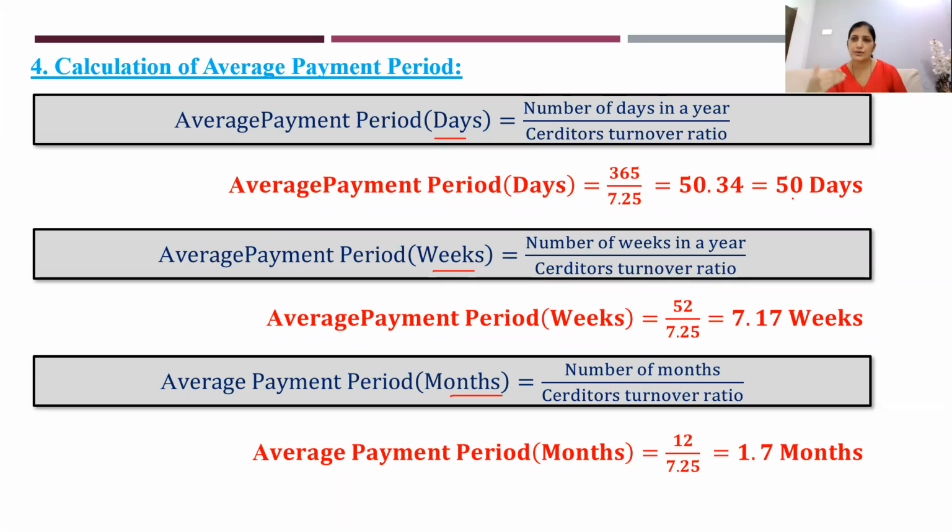Okay. Usually whenever it is days, don't put it in decimals. Take it as a whole figure. If it is 50.5 days, you can consider it as 51 days. Now it is less than 5, so I have taken it as 50 days. The number of weeks in a year is 52. Divided by 7.25, you will get 7.17 weeks. And there are 12 months in a year. Divided by 7.25, you will get 1.7 months. Okay. This is how you will do the problem.